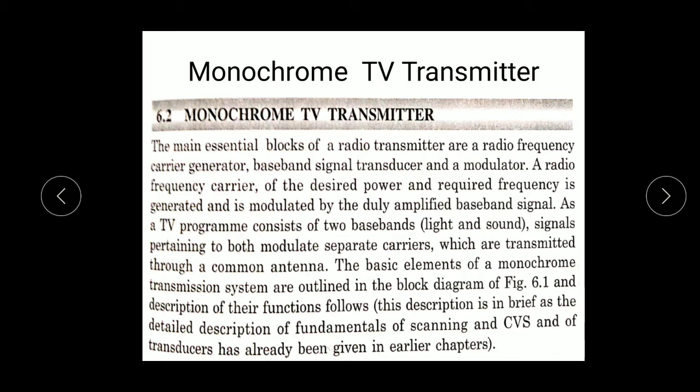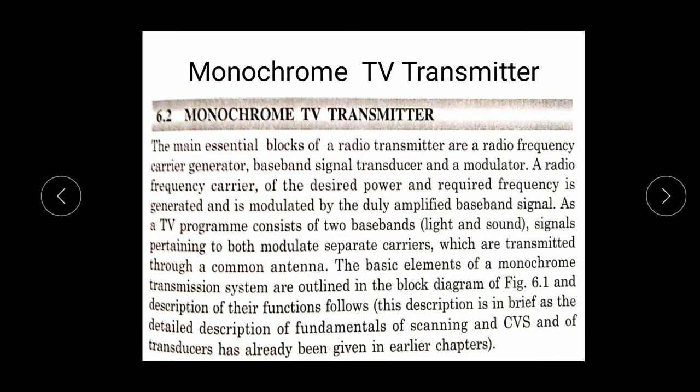A TV program consists of two basebands, light and sound. Basically, the TV signal consists of two types of signal. The first is light, meaning video signals. The second is the sound signal. Both modulate separate carriers, so we need two types of carrier signal, which are transmitted through a common antenna using the diplexer.